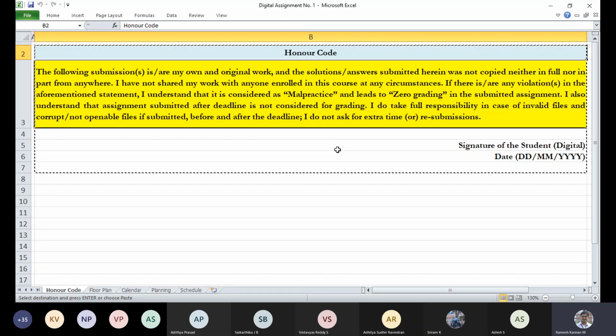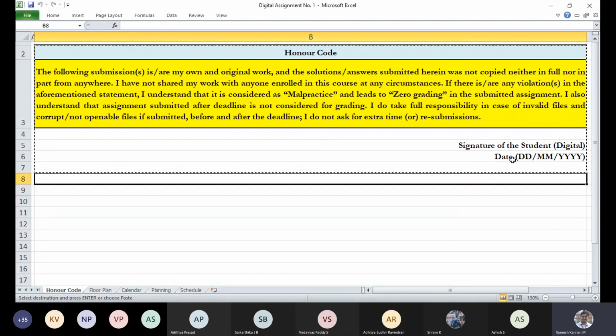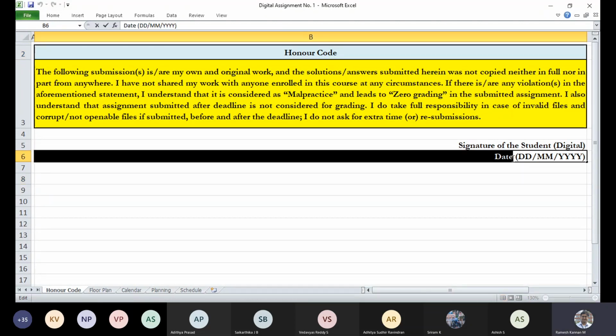I also understand that any assignment submitted after the deadline is not considered for grading. I do take full responsibility in case of invalid files and corrupt or unopenable files, if submitted before and after the deadline. So I do not ask for extra time or resubmission. So this is the honor code. Generally, students sign the honor code and they know the consequences of malpractice. Then your digital signature and the date of submission.